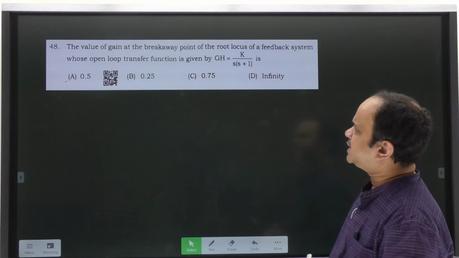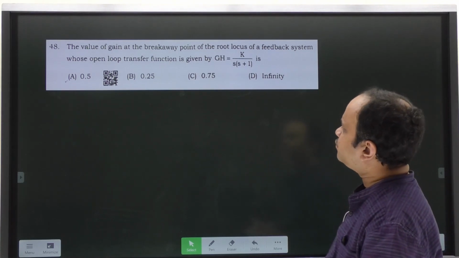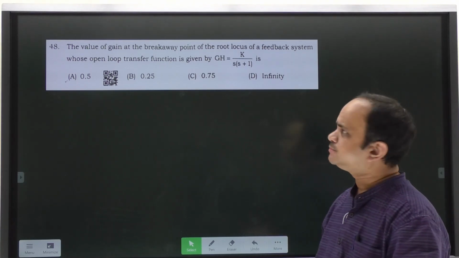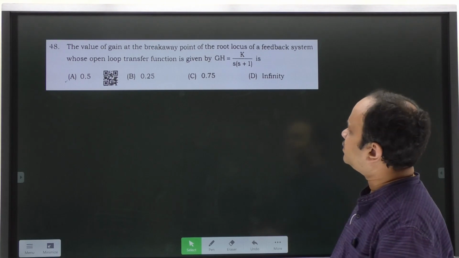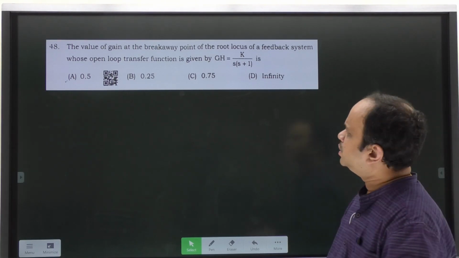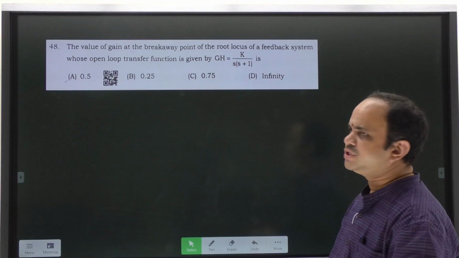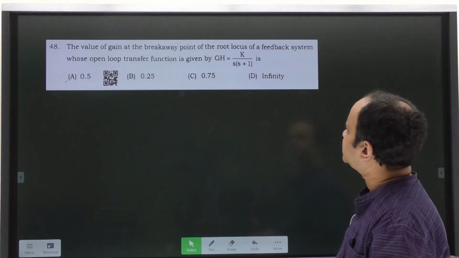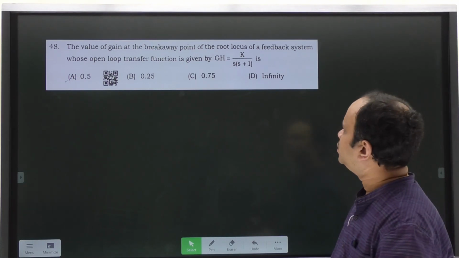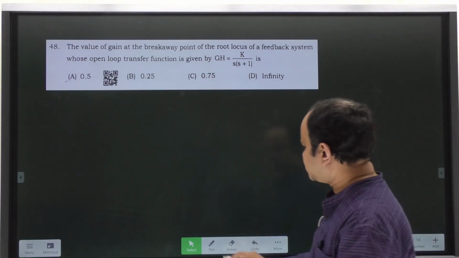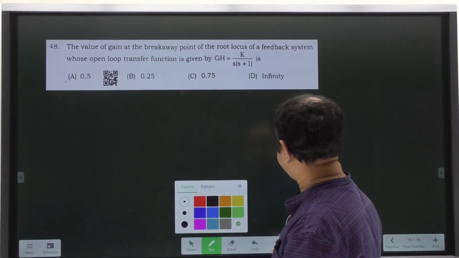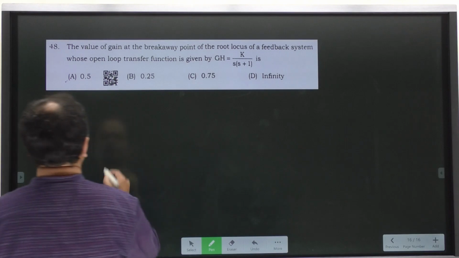Now, let us look into the next question. The value of gain at the breakaway point of the root locus of a feedback system whose open loop transfer function is given by GH is equal to K by S into S plus 1. So, this is another very small question. K by S into S plus 1.